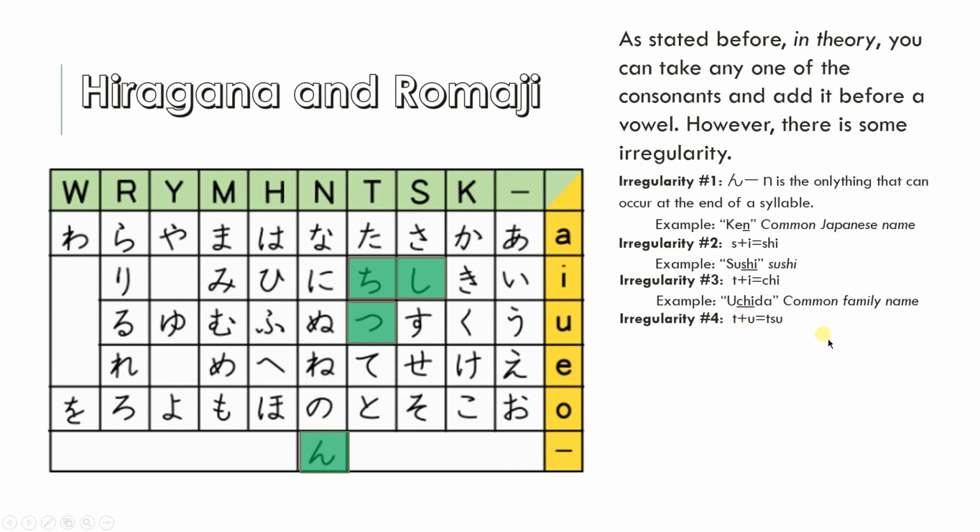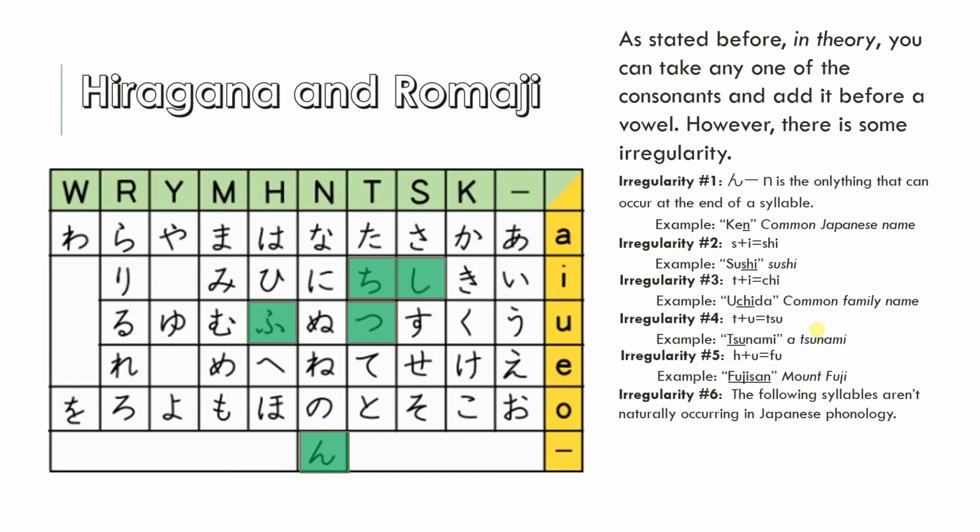The next irregularity is t and u. Instead of tu, they say tsu. A good example of this tsu sound can be seen in the word tsunami. This word has also been adopted by the English, so we also say tsunami to mean a large wave. Next is fu, which sounds like an F sound, but it is included in the H consonant column. And this can be seen in the word Fujisan, or Mount Fuji. Again, that's Fujisan.